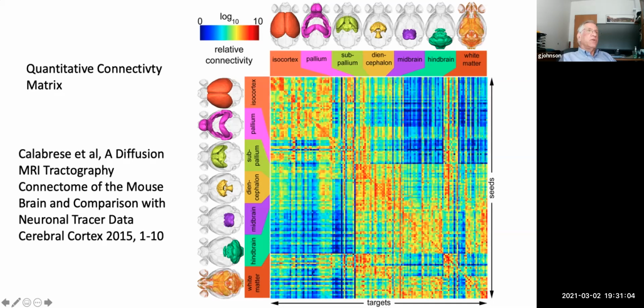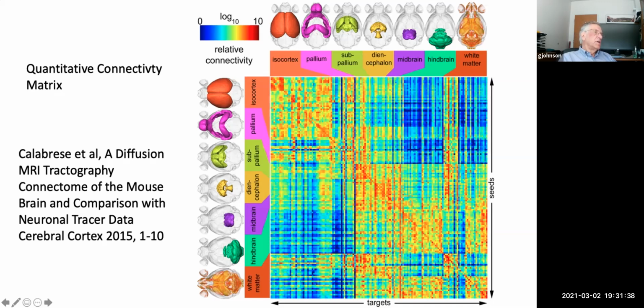And then one goes to a specific region of isocortex, for example. We go to one region of the isocortex here, and we say, how strongly is that connected to this region of the isocortex? Or how strongly is this region of the isocortex connected out here to the pallium or to the hindbrain? This is a log scale, a log 10 scale. So the color scale covers 10 orders of magnitude. There's really an enormous dynamic range in this.